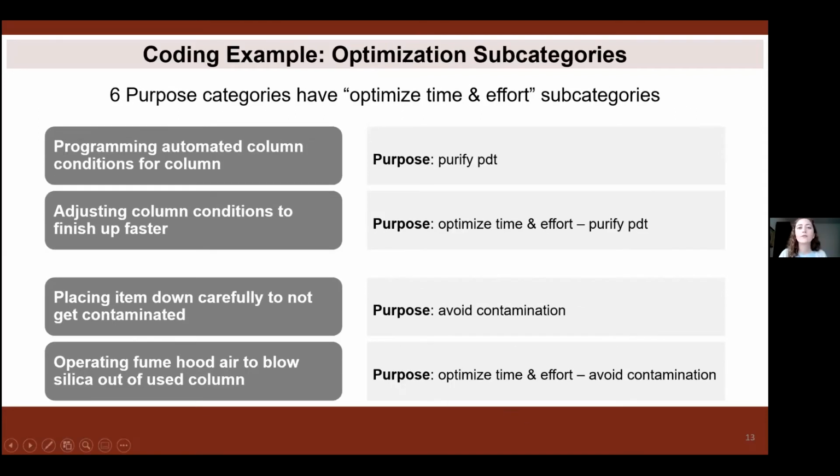And then here's some examples of the differences between the purify product purpose versus optimizing time and effort while purifying product. Essentially, if you have to run the column to purify the product, but you then go and adjust the conditions to make it happen faster because you just want to hurry this thing up, that's optimizing time and effort there.